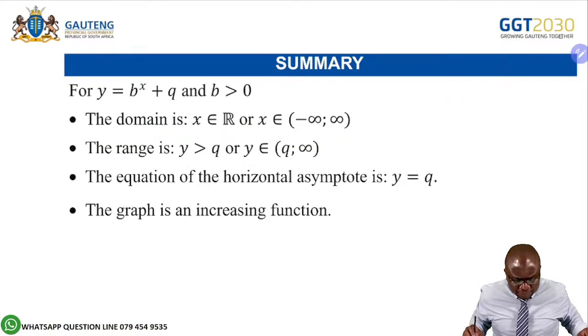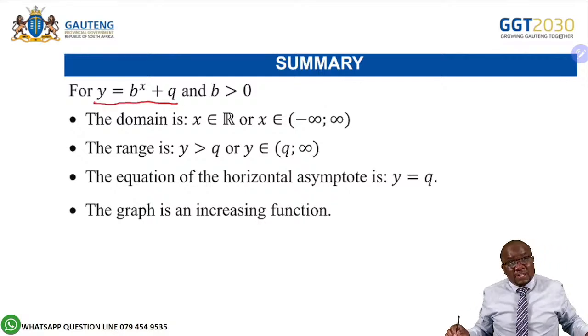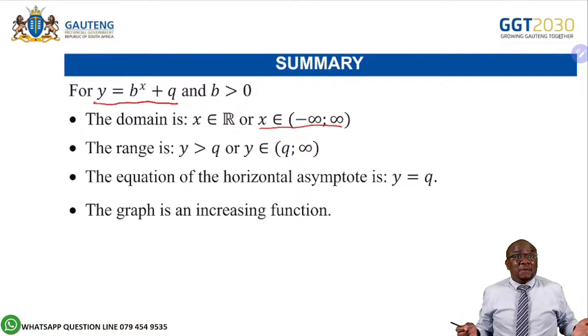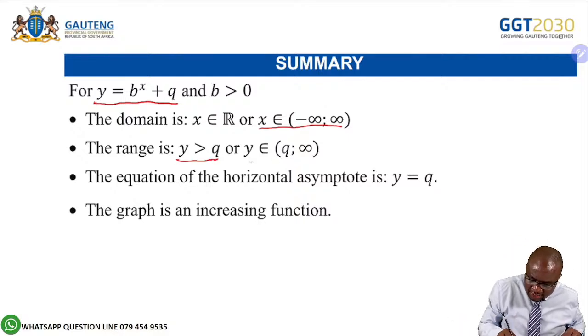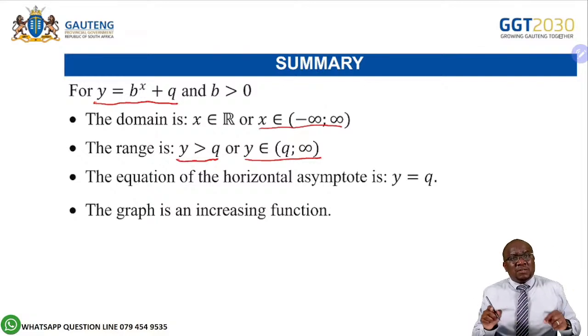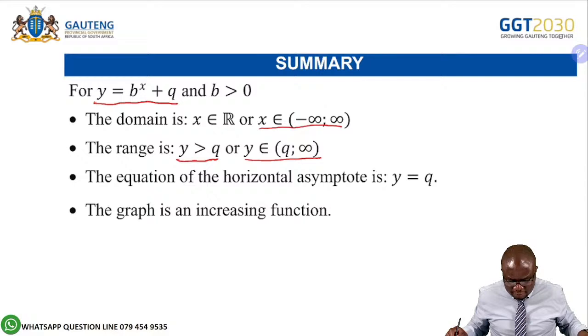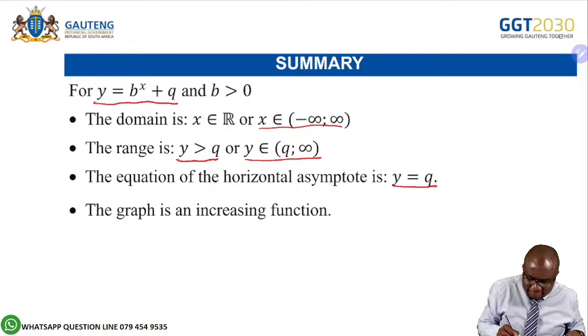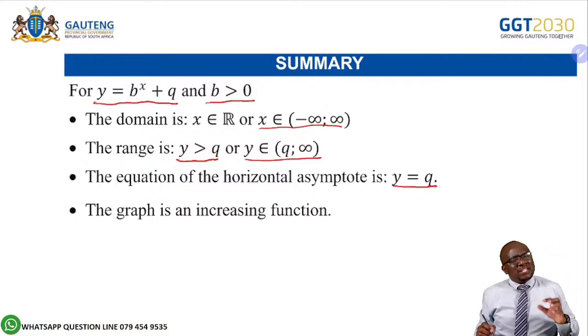Now, we say the domain for f of x equals b to the power x plus q is x an element of real numbers, or we can even write it like this. And for the range, we said y is greater than q. You can even write it like this. The round bracket means not included. When it's included, we use the square bracket. And then the equation of the horizontal asymptote, we said y is equal to q. And then the graph is an increasing function if b is greater than 1. That's what we talked about. You should have these in your notes, so don't stress.